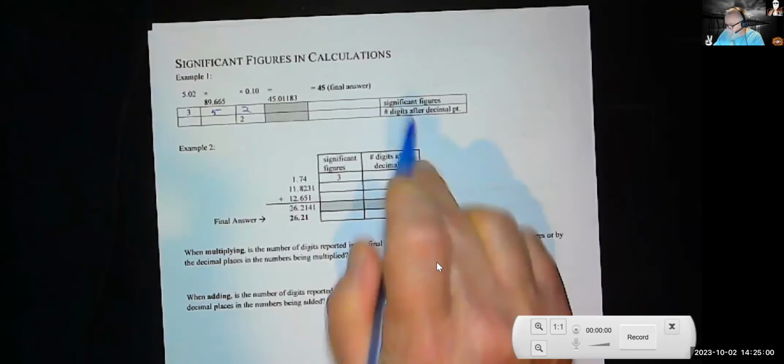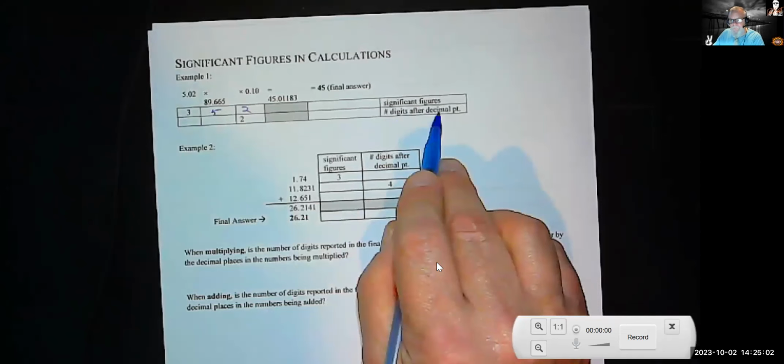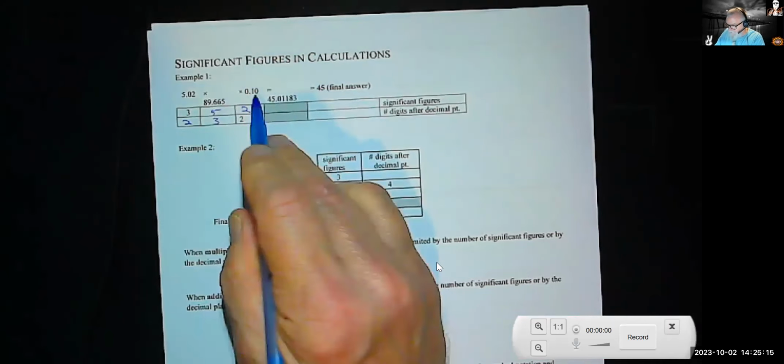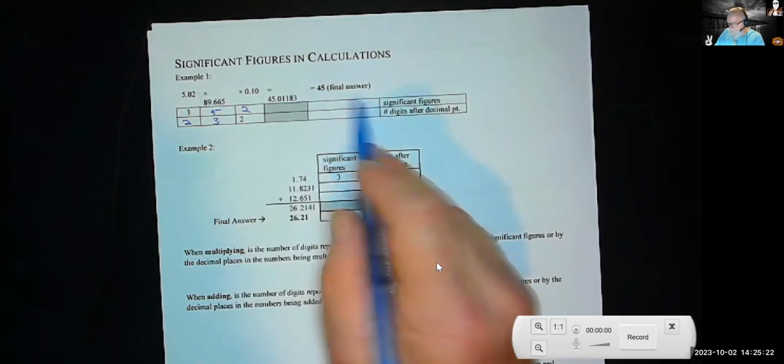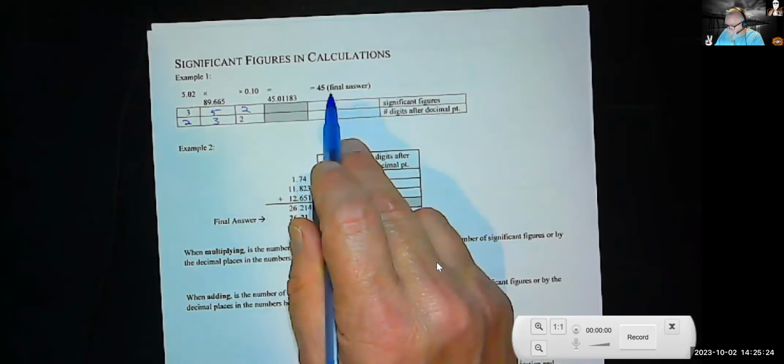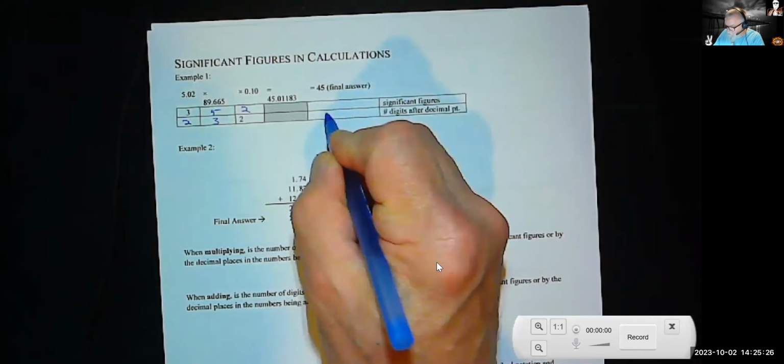Now we're looking at the number of digits after the decimal point. Okay, so in the first number, there are 2 digits after the decimal point. We'll put a 2 there. Here, there's 3 digits after the decimal point. And in this one, there's 2 digits after the decimal point, right? We don't really care about the raw number that's off the calculator. We only care about our final answer. So our final answer has 0 digits after the decimal point, and it has only 2 significant figures.